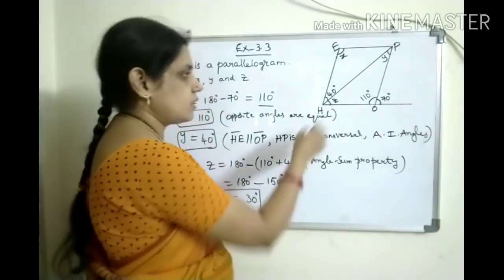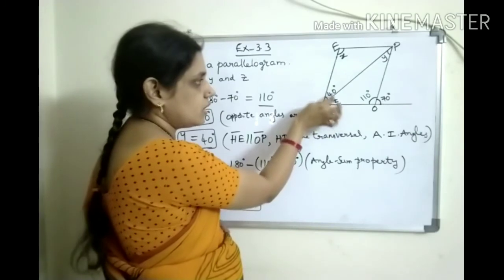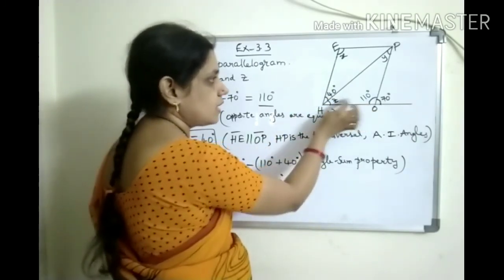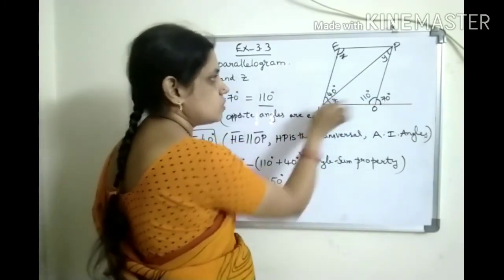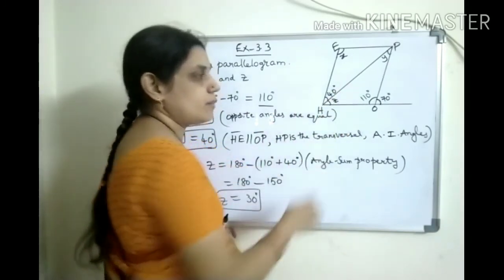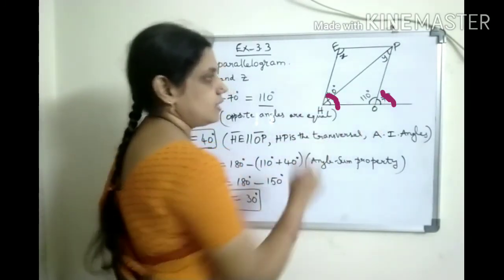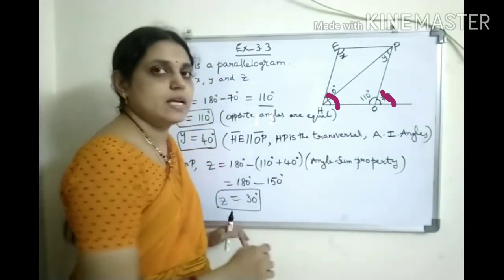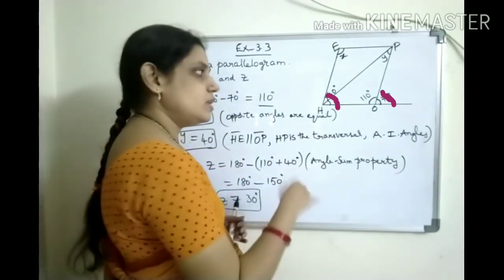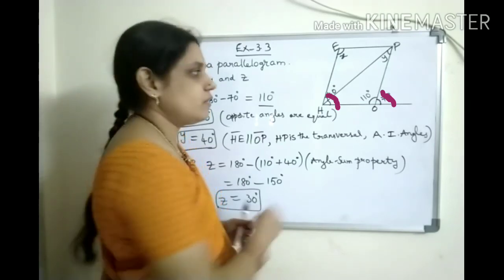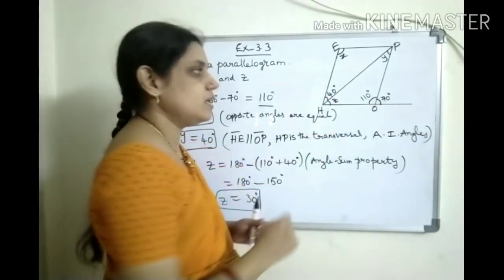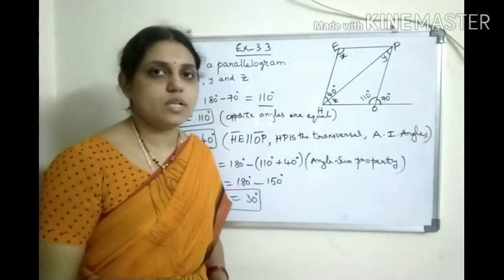In another way also you can find these. Z plus 40 and 70 are corresponding angles, since HE and OP are parallel lines. Corresponding angles are equal. So even in that way we can find out. 40 plus z equal to 70. So z equal to 70 minus 40, 30.